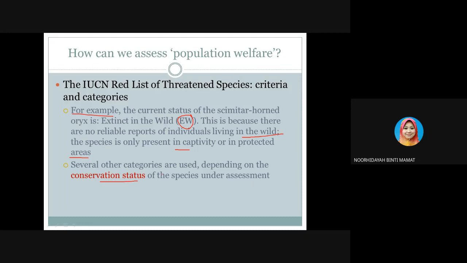For example, extinct in the wild, endangered, vulnerable, near threatened. So you can see the status of any animal through the IUCN Red List. You can just Google IUCN Red List, then type the animal that you want to search for its status. It categorizes the animals depending on conservation status, such as endangered or critically endangered. If I'm not mistaken, they have 9 categories. All right.